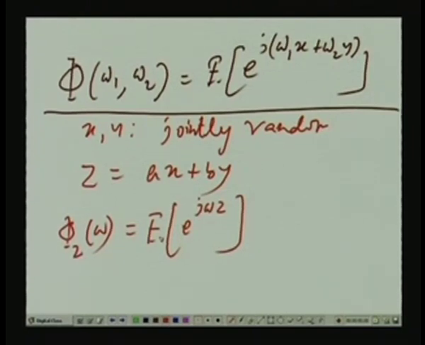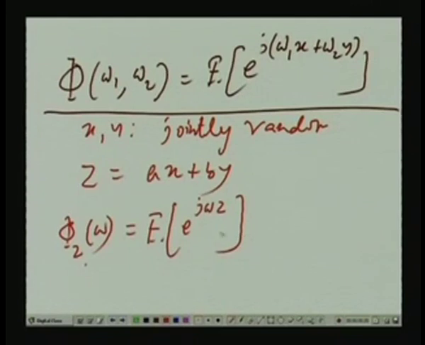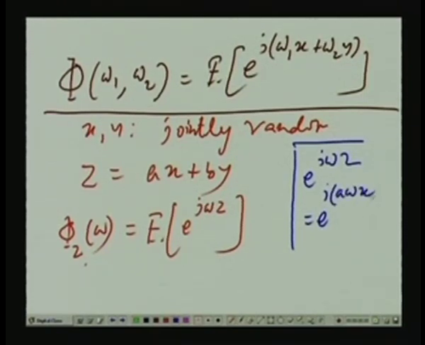Check this again. Here we are dealing with just a single random variable z. X and y are jointly random, but z is evaluated in terms of them, and z is a single random variable. So, it has its own characteristic function, which is a function of only one variable, phi z omega. And what is it? By definition, it is expected value of e to the power j omega z. But here I can write e to the power j omega z as e to the power j a omega x plus b omega y, right.